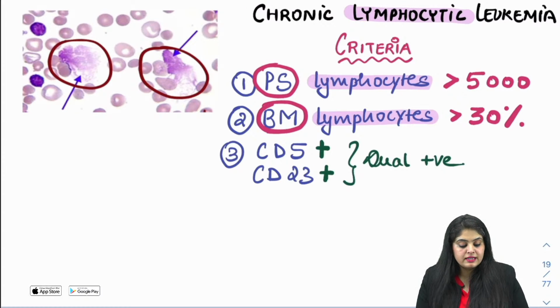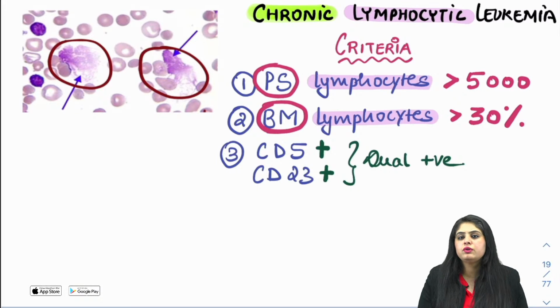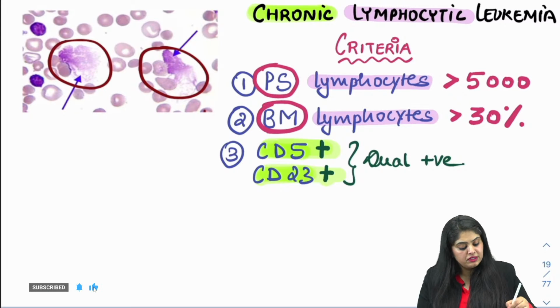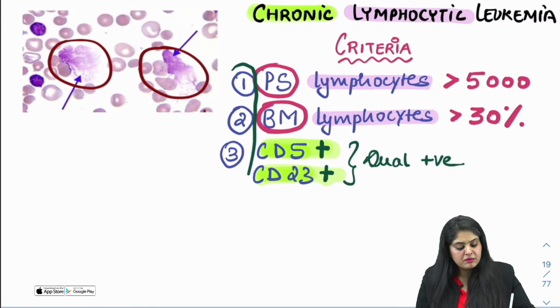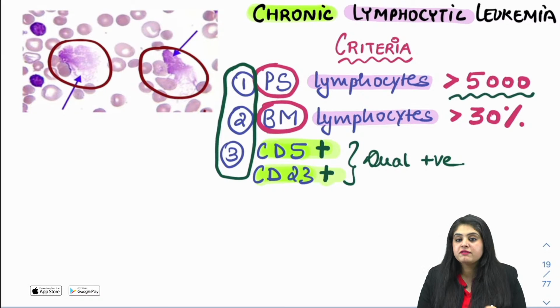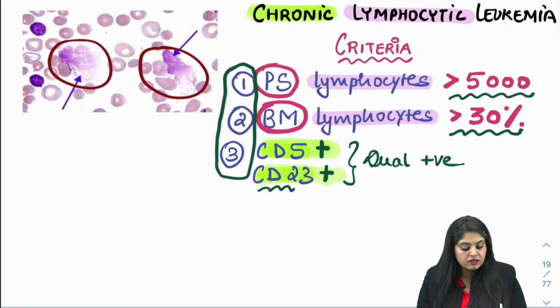I have learned that in CLL, and gradually we are going to go to lymphomas also, so this 5-23 profile will come again and again. Remember, in CLL everything has to be positive. CD5 also has to be positive, CD23 also has to be positive. These are the 3 criteria. If you ask me, ma'am, how many criteria do you have to fulfill? All 3. The peripheral smear should have more than 5,000, the bone marrow should have more than 30%, and both the CD markers should be positive. All these criteria need to be fulfilled.